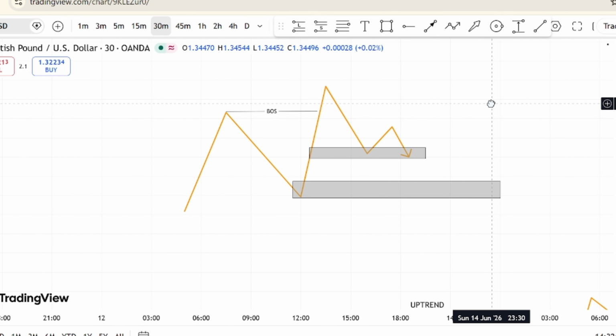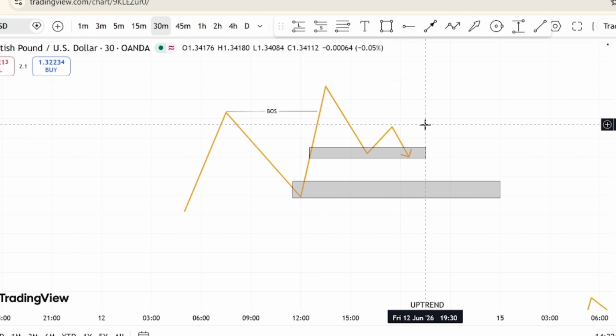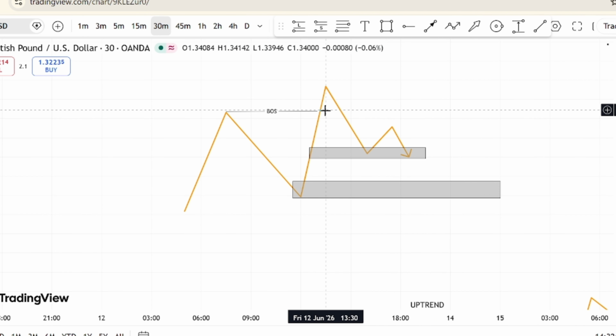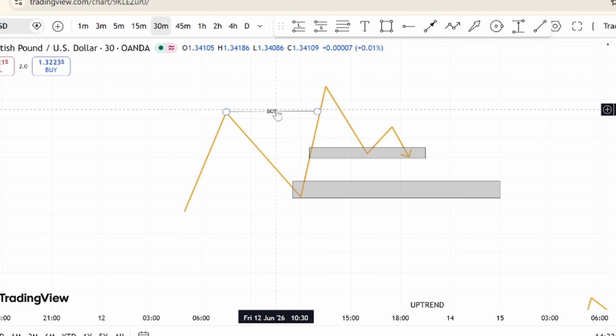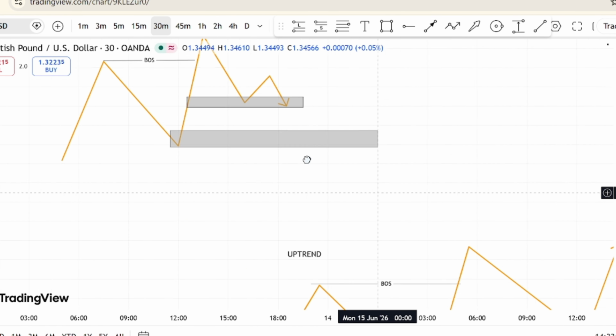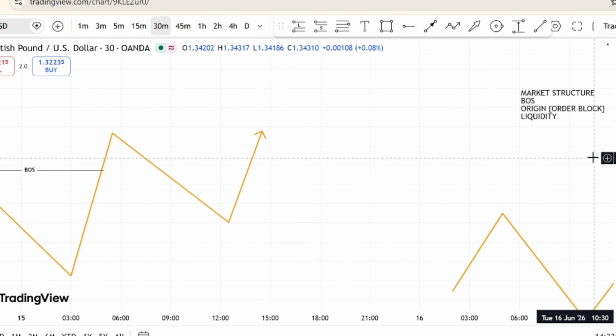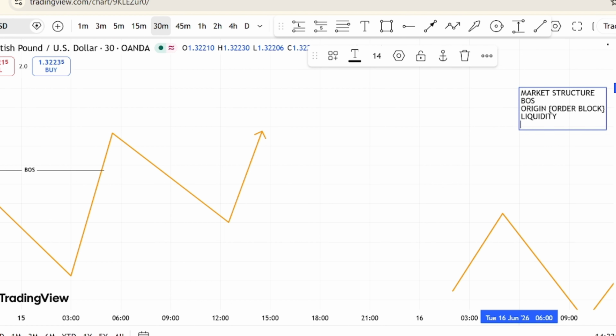Now here, when we go to our checklist and find we have a break of structure, our market structure is upwards, we have a break of structure, we have our origin. Now we come to our last thing, which is most people call it a fair value gap, but me I call it imbalance, in brackets a fair value gap.